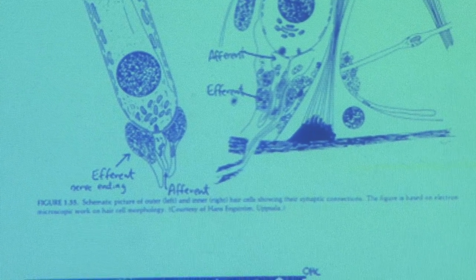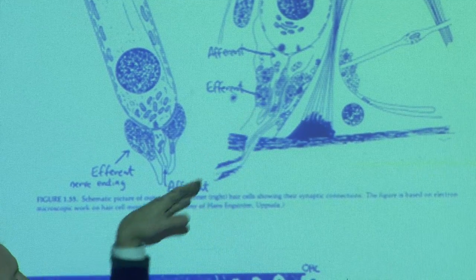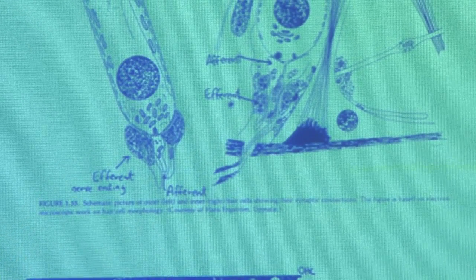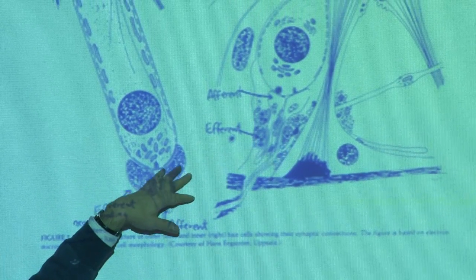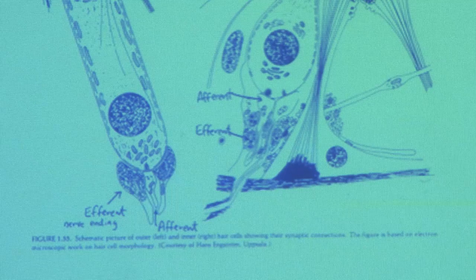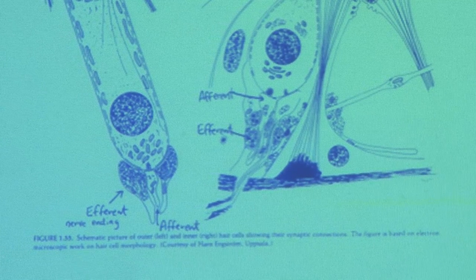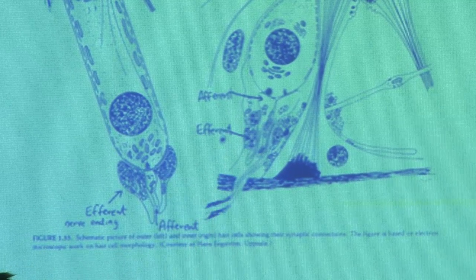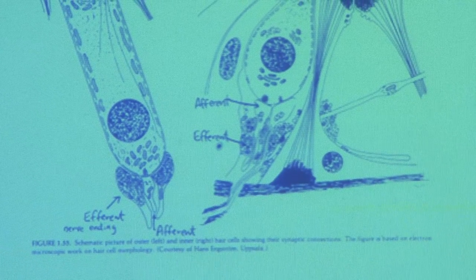In fact, in the 1970s, it became clear that almost all the afferent nerve fibers, the ones that were sending messages to the brain, were associated with the inner hair cells, and only about 5% of them were associated with the outer hair cells. This was a big mystery for a while. And people didn't believe it at first. They said, well, all the information going into the brain, or 95% of it, is coming from the inner hair cell. Well, that's kind of funny.